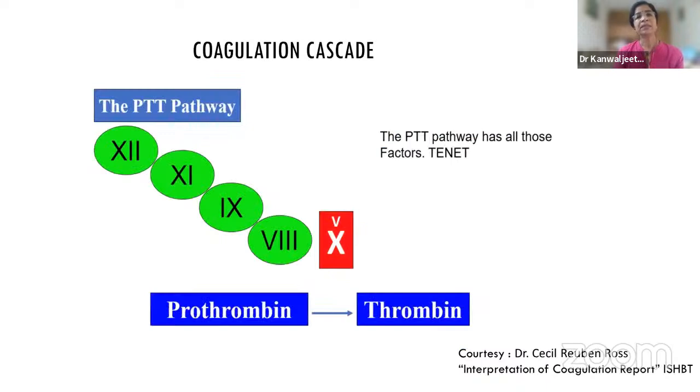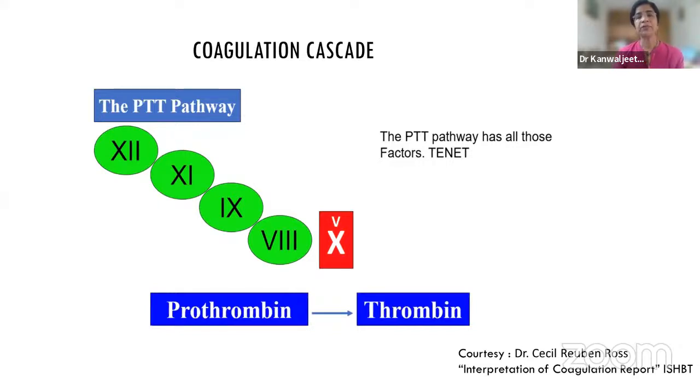Looking at the coagulation cascade, the PTT pathway looks a little complicated. How to remember it? 12, 11, 9, 8, 10. This is the mnemonic that we use to remember this complex for the PTT pathway. This complex is also known as 10ase because it converts factor 10 to factor 10A.